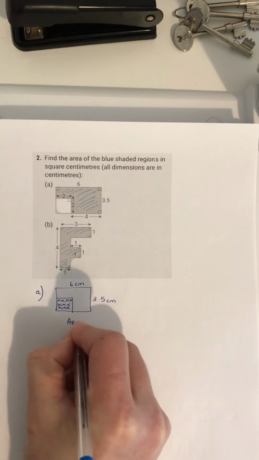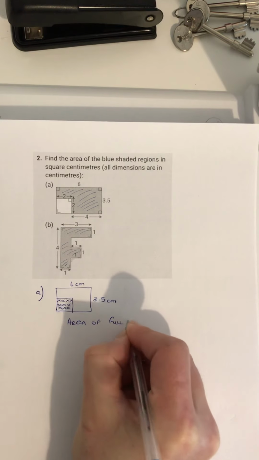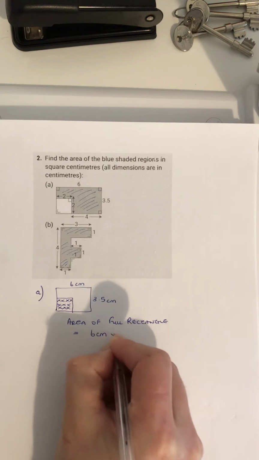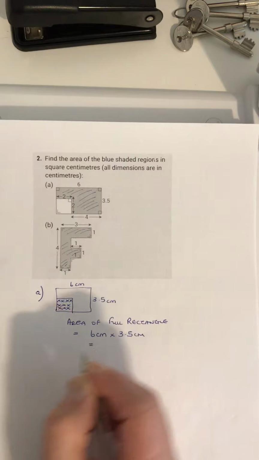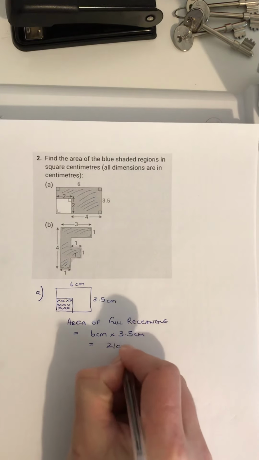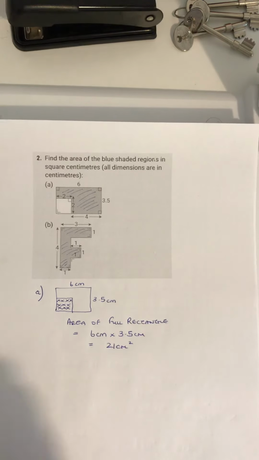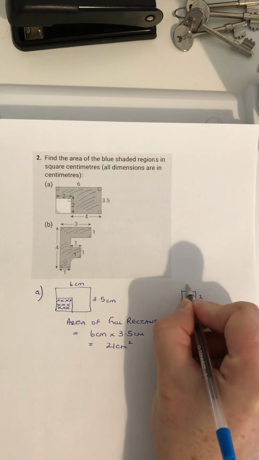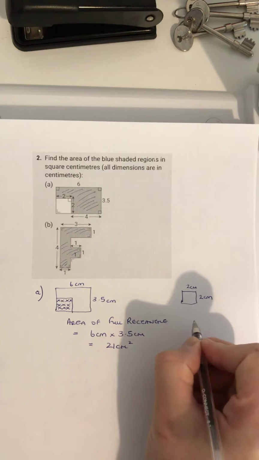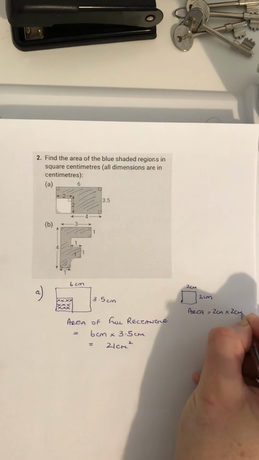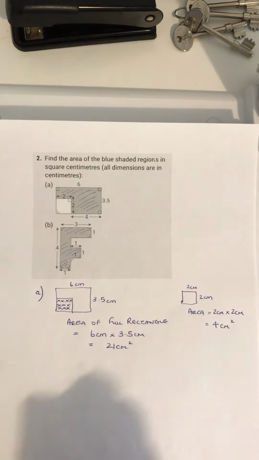So we'll find the area of the full rectangle is equal to 6 centimeters by 3.5 centimeters, so 6 multiplied by 3.5 is 21 centimeters squared. Okay? But also then we have a little small square. So this is where the toilet is. So that's 2 centimeters by 2 centimeters. So the area here will be 2 centimeters by 2, which is equal to 4 centimeters squared.